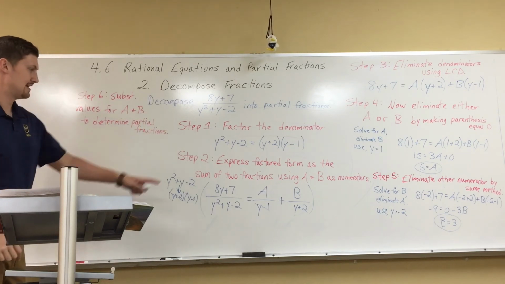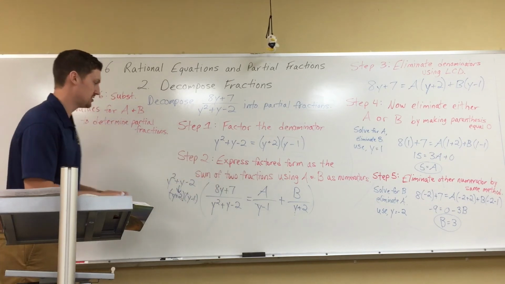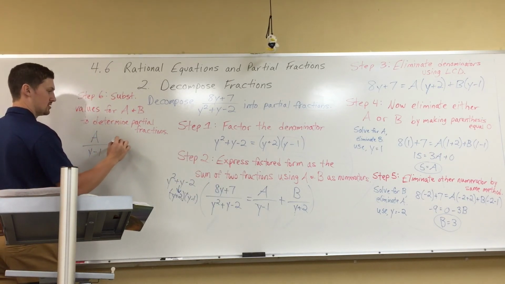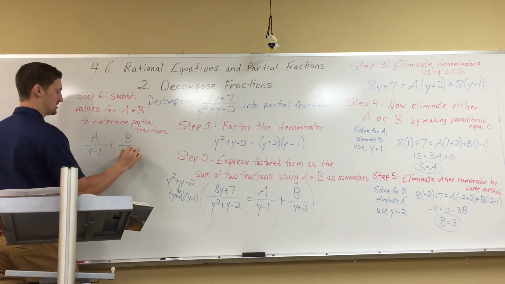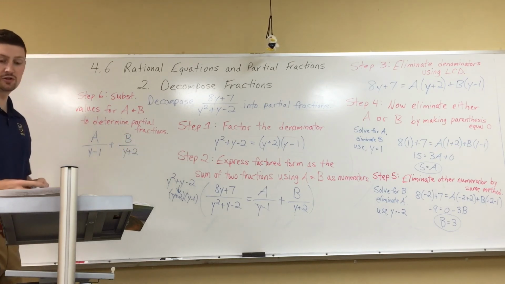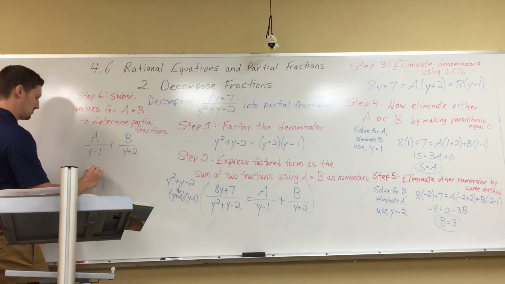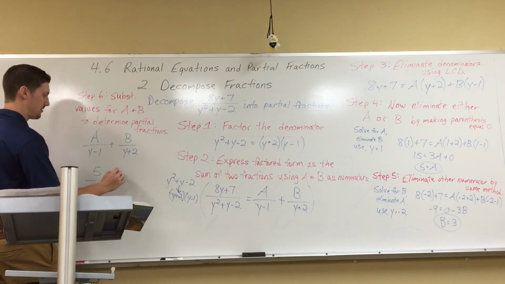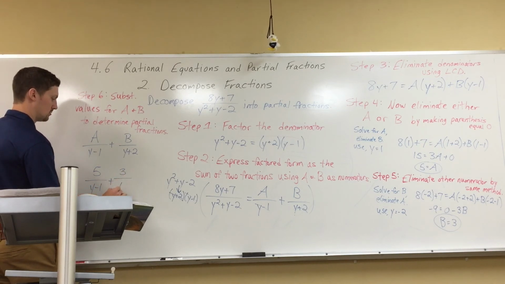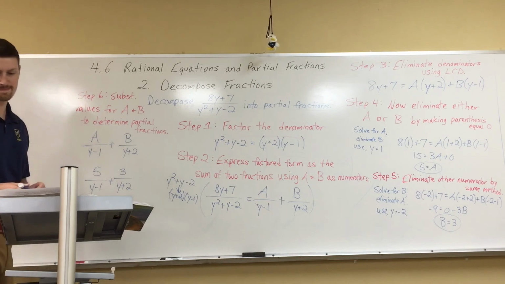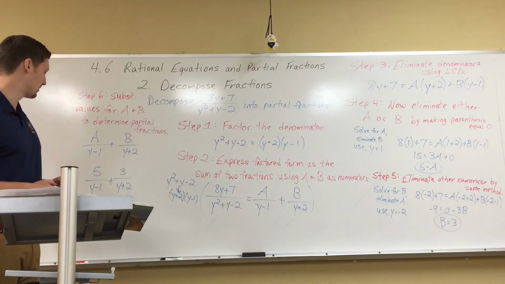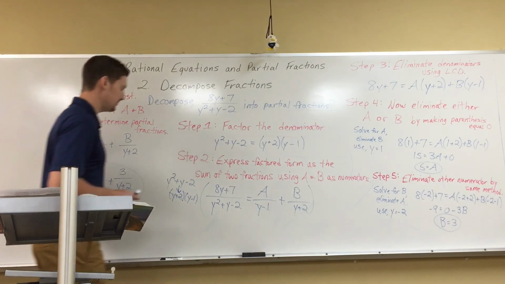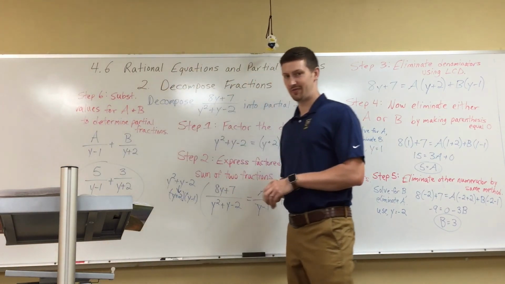Okay. Here's what we had for our partial fractions. Let's write it: a over y minus 1 plus b over y plus 2. What did we say a was? 5. What did we say b was? 3. Our answer: 5 over y minus 1 plus 3 over y plus 2. We have found our partial fractions.